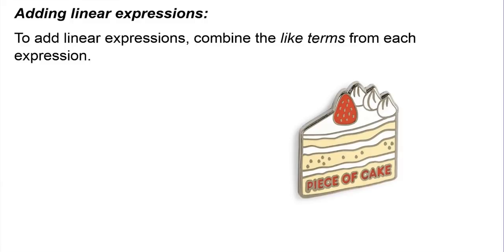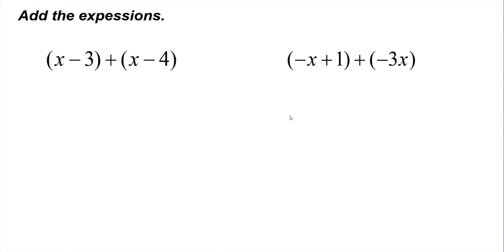So how do you add linear expressions? Well, it's really a piece of cake. You really just need to add the like terms from each expression. So we're again going to be identifying like terms and then just combining them. We're going to be adding the like terms that we have in each of the expressions. So let's take a look at a couple of examples.